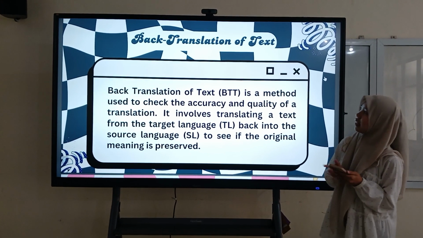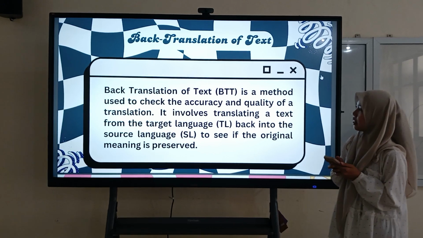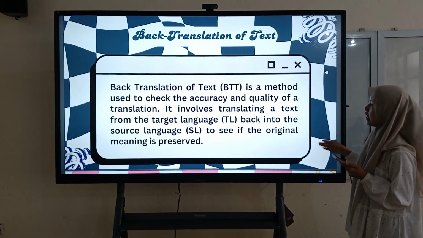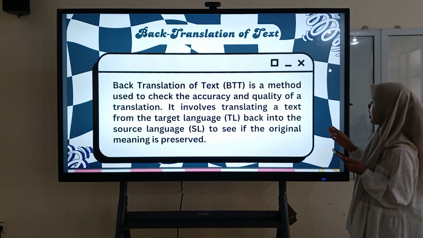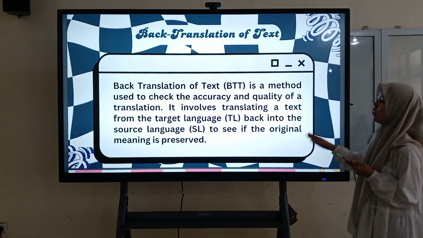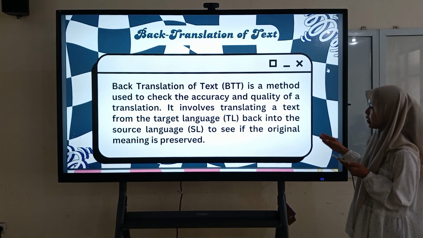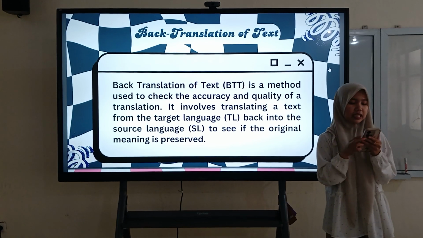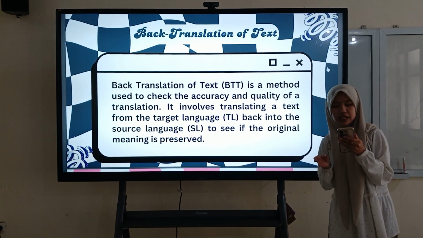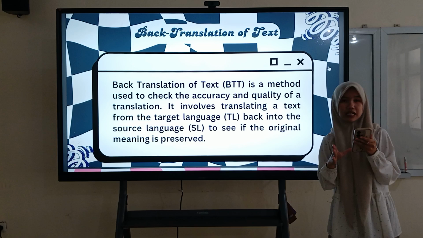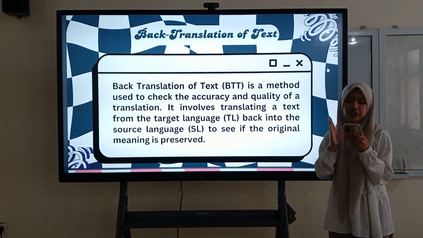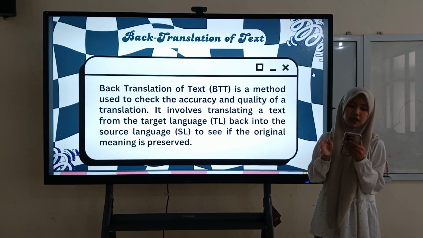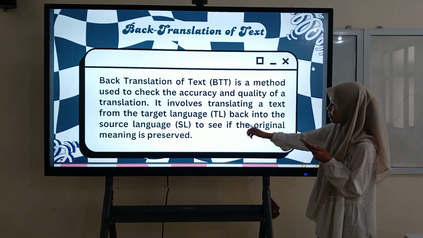The next is back translation of text. Back translation of text is a method used to check the accuracy and quality of the translation. It involves translating a text from the target language back into the source language to see if the original meaning is preserved. For example, the English sentence "the child is playing in the garden" becomes "anak itu sedang bermain di taman" in Indonesian. If we translate it back to English, we get "the child is playing in the garden," which shows the meaning is preserved.